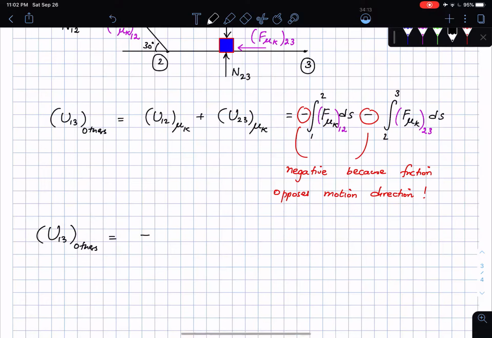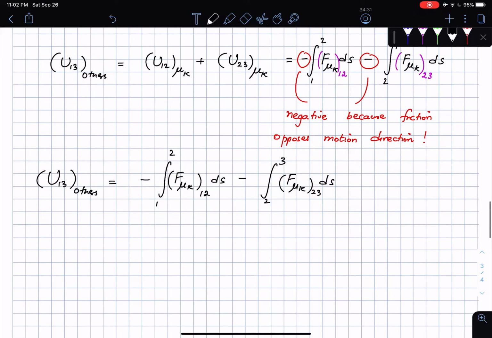Okay, this is going to be minus integral of f mu k from position 1 to position 2 ds, minus integral from position 2 to position 3 of f mu k 2 to 3 ds. Okay, and then we know the following.